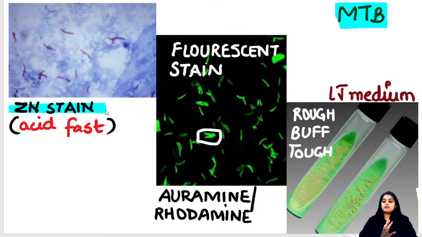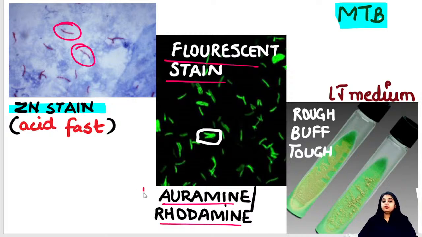We are 3 days away from exam. Everyone knows this is the ZN stain. इस पे ज्यादा टाइम नहीं waste करेंगे. This is the ZN stain for TB. But if I want to do a fluorescent stain for TB, फ्लोरेसेंट स्टेन कौन सा होता है? Auramine, Rhodamine. There are 2 stains, Auramine and Rhodamine, a fluorescent stain.